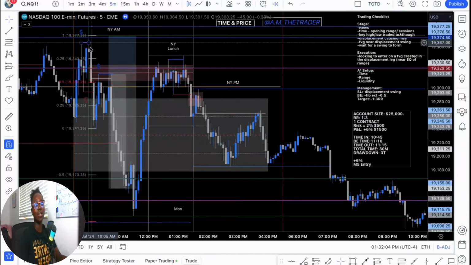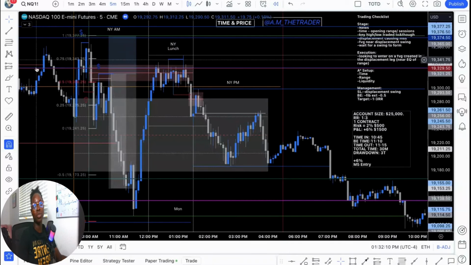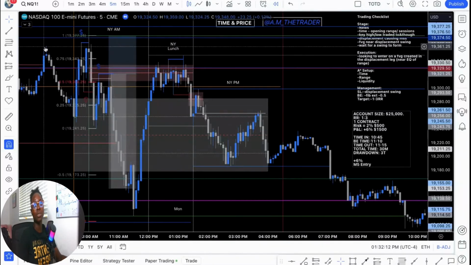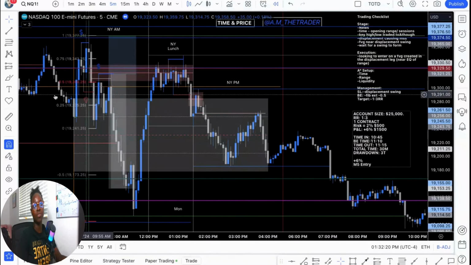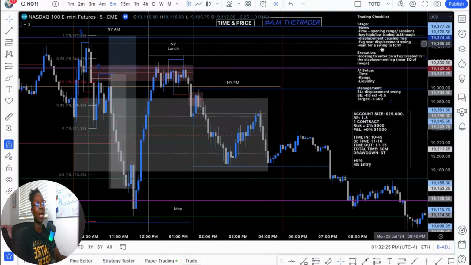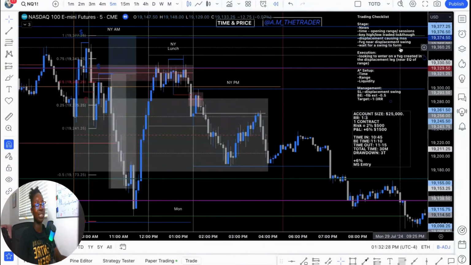9:30 to 10 o'clock is the opening range. We're not trading, we're looking to see what price is doing. And as you can see, we trade above a key high, we trade above London session high. We take liquidity above the London session high and also trade into an old high. Displacement lower, causing a market structure shift below the key high. The displacement leg has a fair value gap, SIBI, near the swing high. We wait for a swing low to form to anticipate execution.